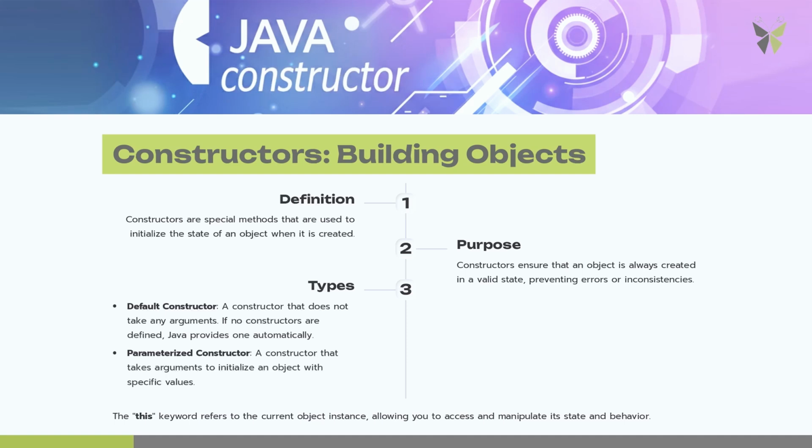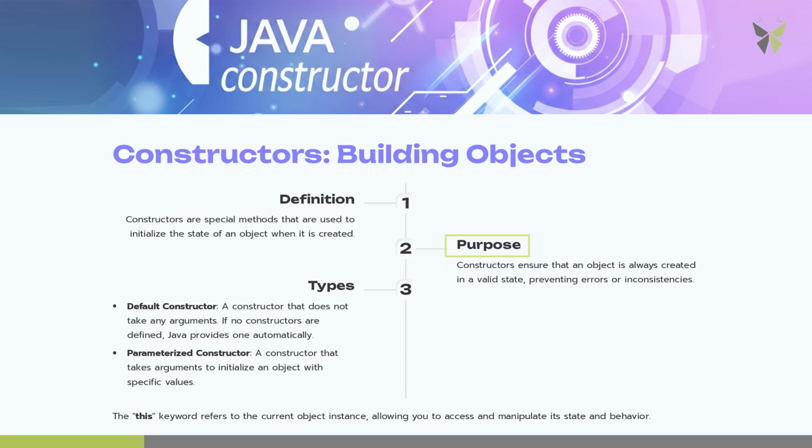Constructors are special methods that are used to initialize the state of an object when it is created, to initialize the variables of an object as soon as they are created. We can make use of the constructor because the constructor method gets called automatically. We don't have to call this method. It gets called automatically as soon as the object is created.